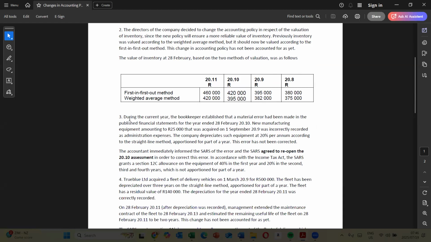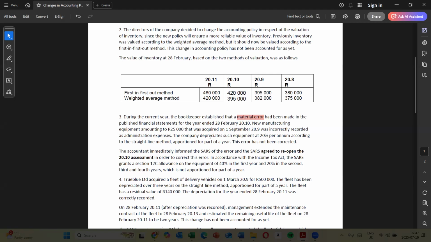All right. And then during the current year, the bookkeeper established that a material error had been made in the published financial statements for the year ended 20th February 2010. New manufacturing equipment amounting to 25,000 that was acquired on 1st of September 2009 was incorrectly recorded as administrative expenses. The company depreciates such equipment at 20% per annum, according to the straight line method, apportioned for part of a year. This error has not been corrected.